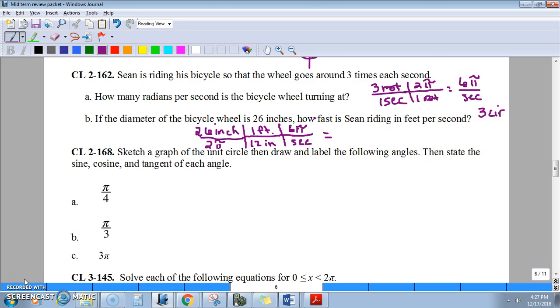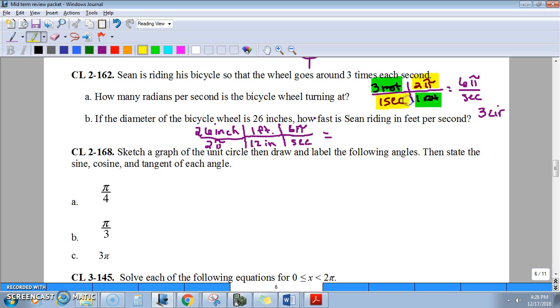Alright, you guys, everybody's favorite stoichiometry, or the much cooler dimensional analysis question. Sean is riding his bicycle and the wheel goes around and around 3 times each second. So what I have here is 3 rotations for 1 second, right? And I know that 1 rotation is 2 pi radians, okay?